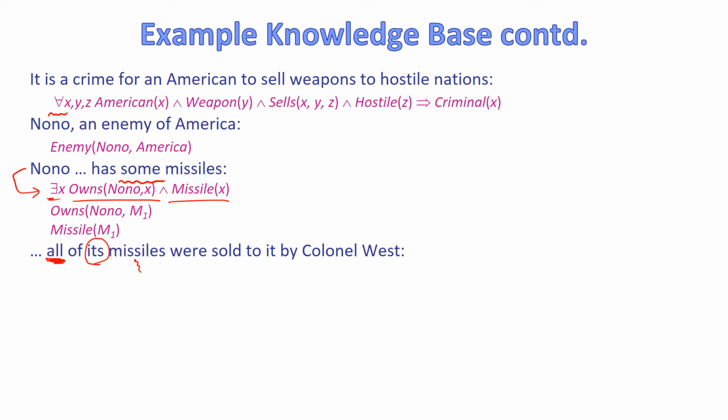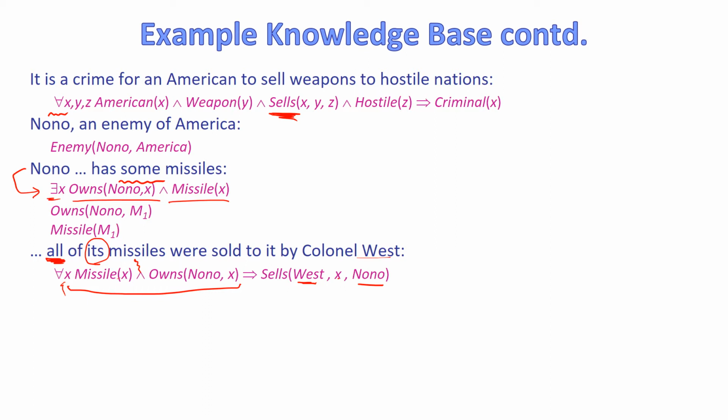Were sold to it by Colonel West. So if there is a missile and that missile is owned by Nono, then remember that we need to see if-then, right? So then it is sold by Colonel West. So sold, we have to have a Sells predicate again. So for all X, if X is a missile and X is owned by Nono, that's the condition. Then West sells X to Nono, because it's sold by Colonel West, right? X is the quantified variable here.